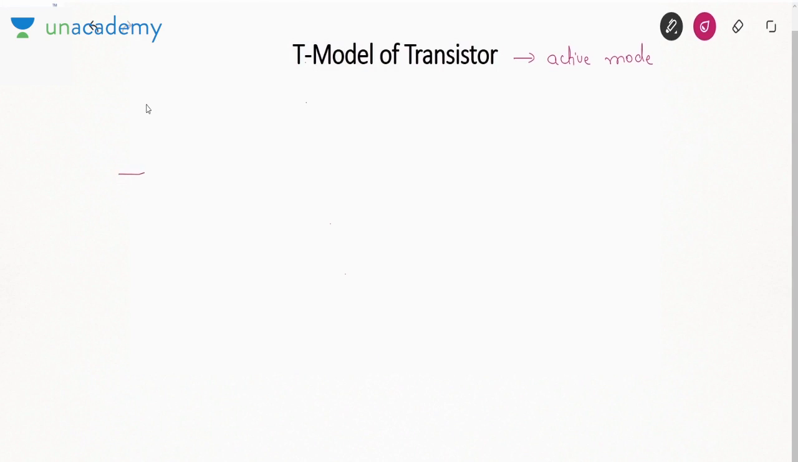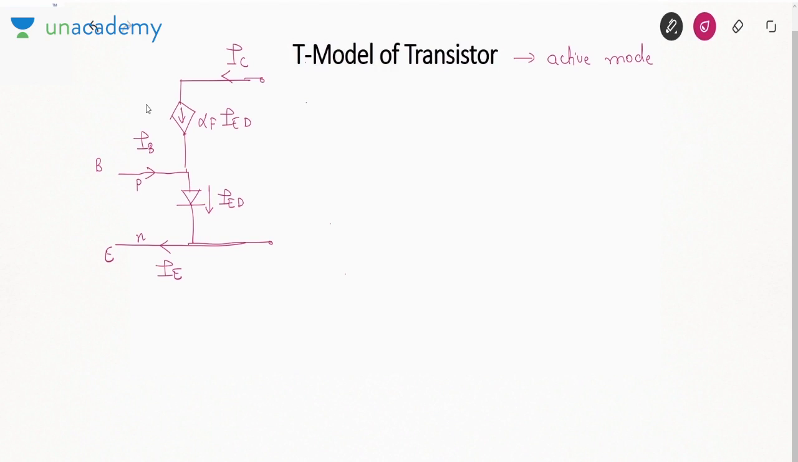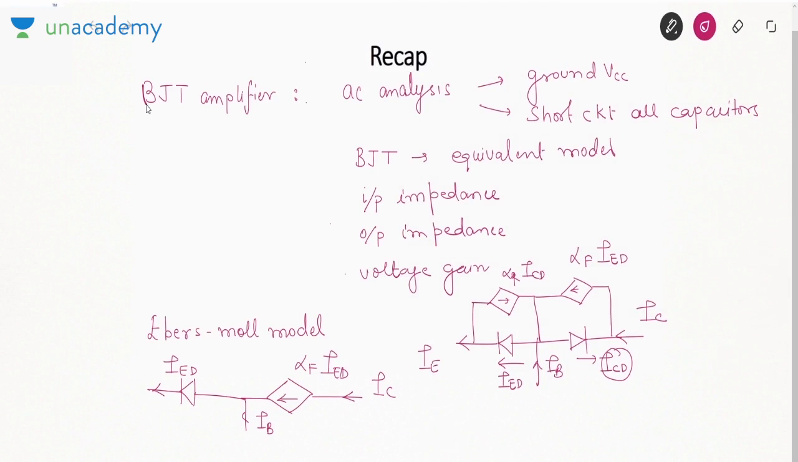Just now what I have told you is, in active mode of operation, this is base, this is emitter, P, N. Between emitter and base, there is a diode, and between collector and base, there is a current source, which is alpha F IED. This is IC, this is IB, and this is IE. This is common emitter, so I have shown the emitter terminal as common. This is what I have shown you here. Instead of a horizontal diagram, I have drawn it vertically, nothing more than that.